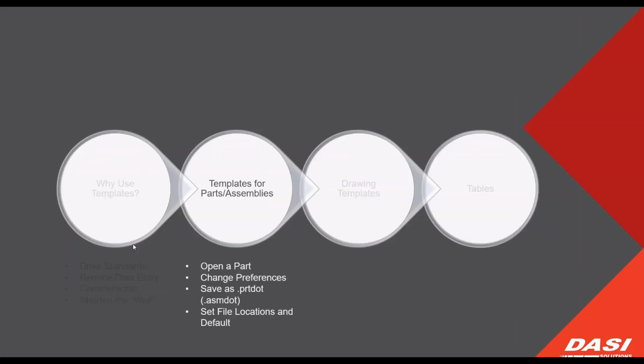So if we look at parts and assemblies again, we went through and to get it going, we opened a part. We changed the specific preferences that we were looking for. We saved the file as a .prt in the location that we wanted it to store. And I do have this is the assembly file extension here. And then we had to go back and we had to set those file locations in default templates.